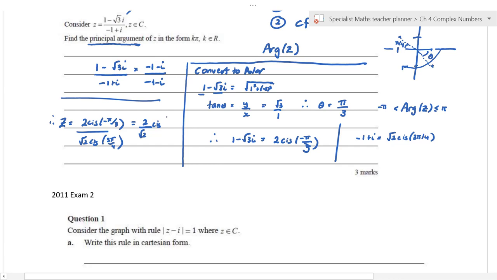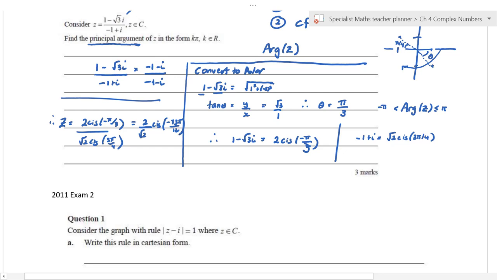So that's going to give us 2 over root 2, and then that's going to give us cis, and there's going to be minus pi on 3 minus 3 pi on 4. Now we can just go straight and skip a step. That's going to give us minus 4 pi on 12 minus 3 pi on 12 minus 9 pi on 12, which is minus 13 pi on 12.